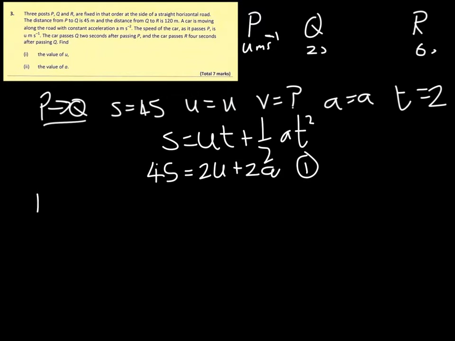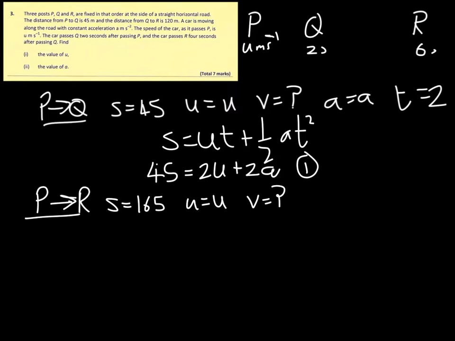Let's have a look at the motion from P all the way to R. I'm going to go P all the way to R because then I've got things in common. If I was to look at Q to R, I don't know what the initial speed is there. We have no idea what the speed is at Q. So if I look at P to R, I do know the initial conditions. The distance travelled this time is going to be 165, because it's from P all the way through to R. U is going to equal U, the same U as in the P to Q motion.